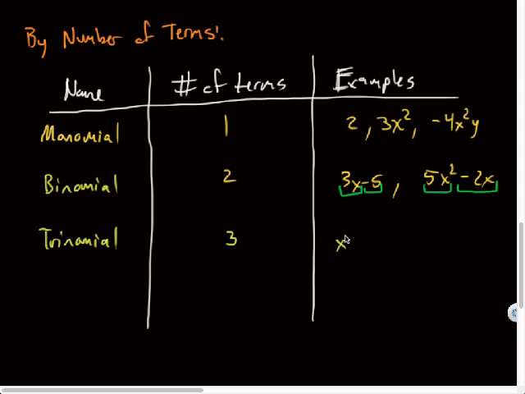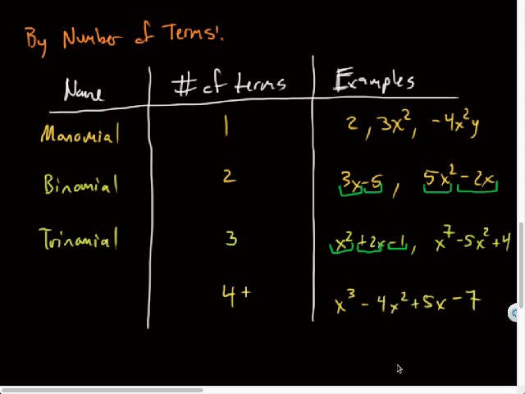So let's see. X squared plus 2x minus 1 would be a trinomial, right? Something like that. But it doesn't necessarily have to be degree 2. It also could have been like x to the 7th minus 5x squared plus 4. But the point is that these have a total of 3 terms present. Tri, as in like triangle, 3. You get the idea. And it turns out anytime I have 4 or more terms, 4 and up, x cubed minus 4x squared plus 5x minus 7, let's say, is one example.